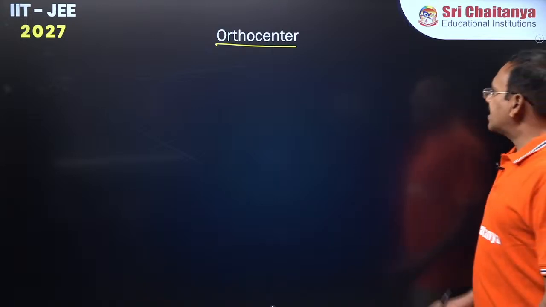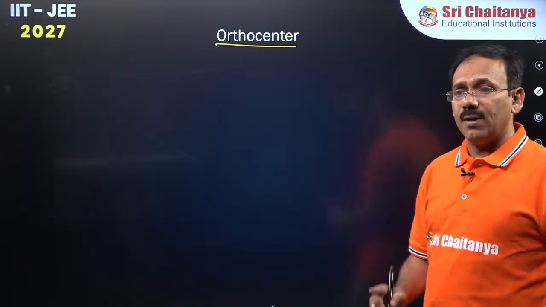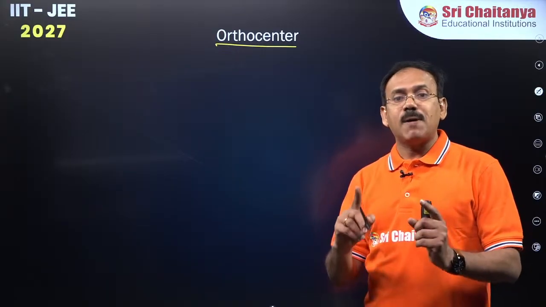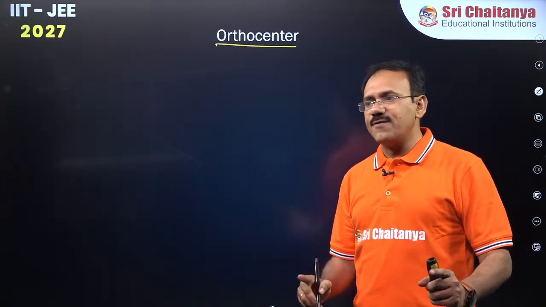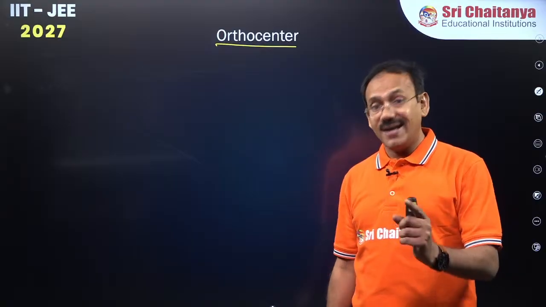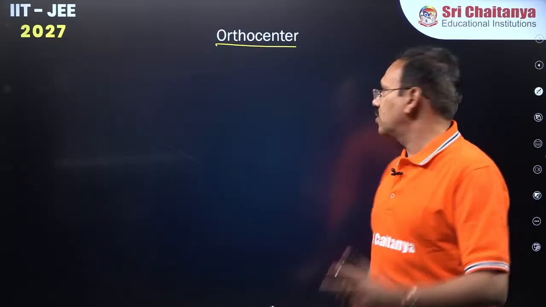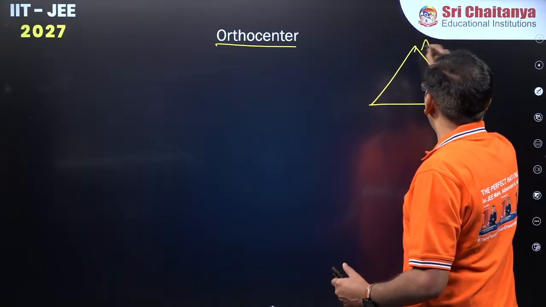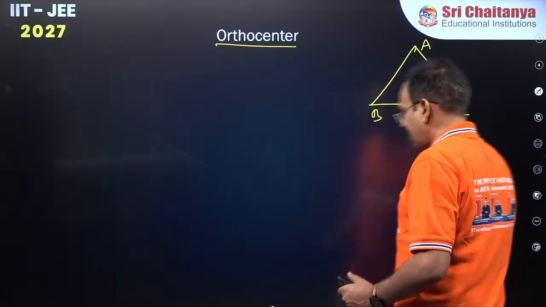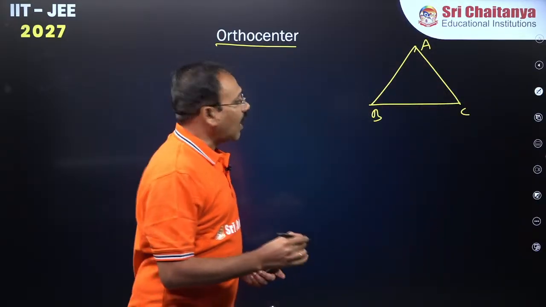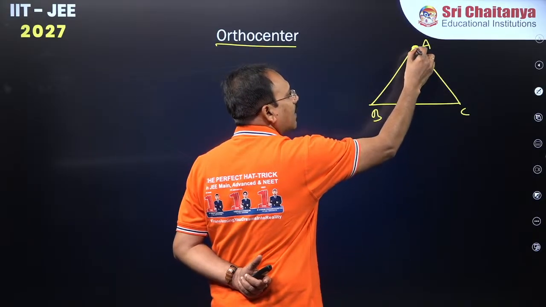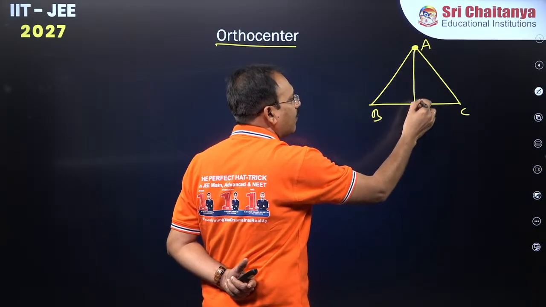Fine. Yes, guys, do remember in math wherever you get the word ortho, ortho means perpendicular. Ortho is a word related to Greek. It is very simple, guys. Suppose this is triangle ABC. If you want, altitude is something you draw from the vertex perpendicular to opposite side.